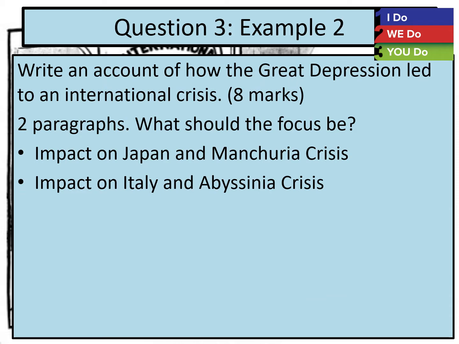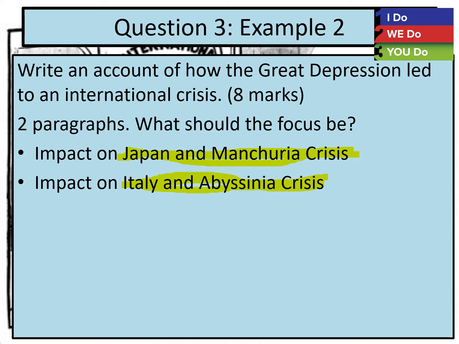With this second example, this is where I'm going to ask you to do a little bit more. The question is: write an account of how the Great Depression led to an international crisis. To make sure you're successful in this question, your paragraphs should focus on two things. The first is what happened with Japan and Manchuria, hopefully stuff that we know about well. The second is what we already talked about in that first example, on what happened with Italy and Abyssinia. But this time you're only writing one paragraph on each of those two incidents.